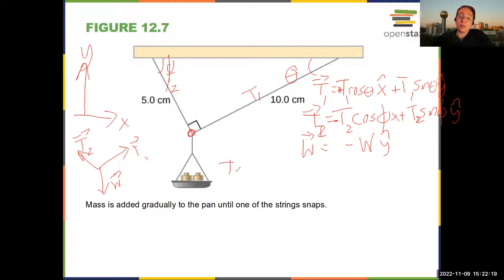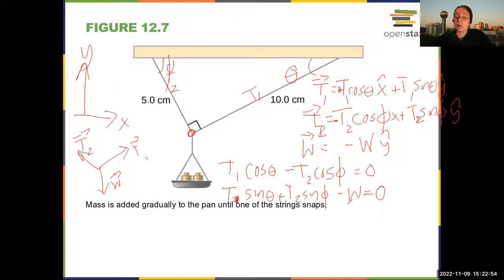So my first equation is T1 cosine theta minus T2 cosine phi, these are the x coordinates, equal to zero. My second equation is T1 sine theta plus T2 sine phi minus W equals zero. These are the y components. Okay, so now my two unknowns are T1 and T2, and I have two equations, so I can solve them exactly. If I have three equations, I have it over-constrained, so I might have a redundant equation, in which case the problem can be solved, but it's also possible that I have a problem that is not solvable.